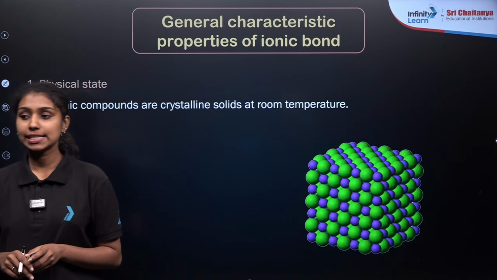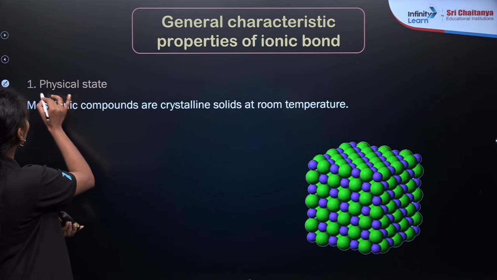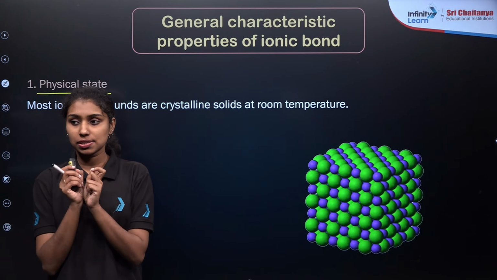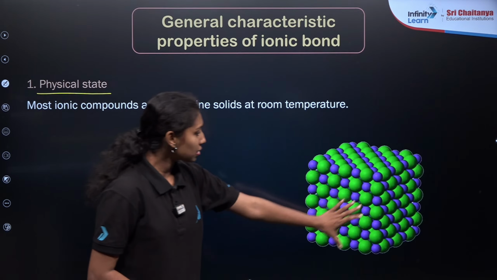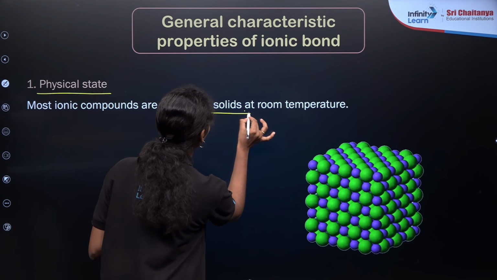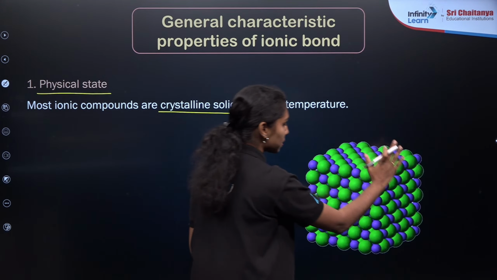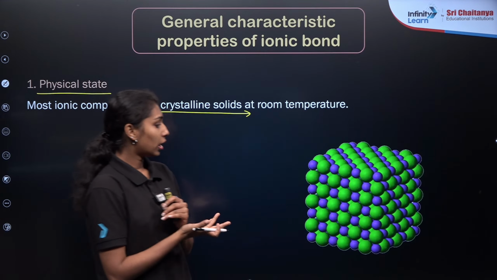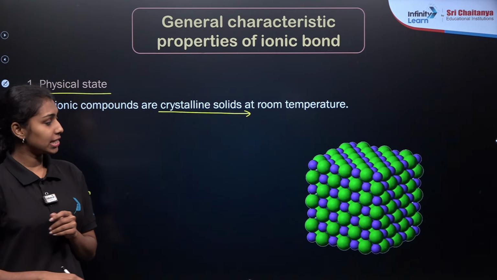Now let's talk about the characteristic properties of ionic compounds or ionic bonds. First one, physical state. I hope you can see the image clearly here. There is a particular structured, ordered arrangement of atoms, right? Such an arrangement is known as a crystalline solid. So these ionic compounds are crystalline solids at room temperature. Clear? The well-ordered arrangement of atoms is known as a crystalline solid. All the ionic compounds, including NaCl or MgF, are crystalline solids at room temperature. This is about the physical state.